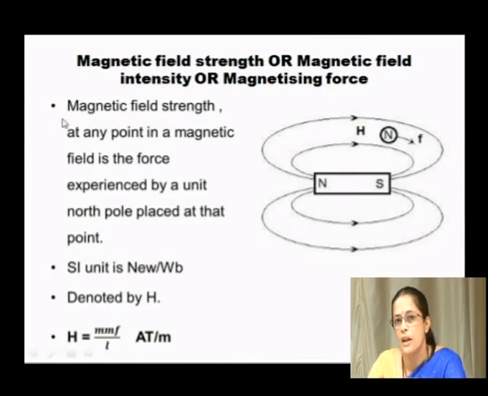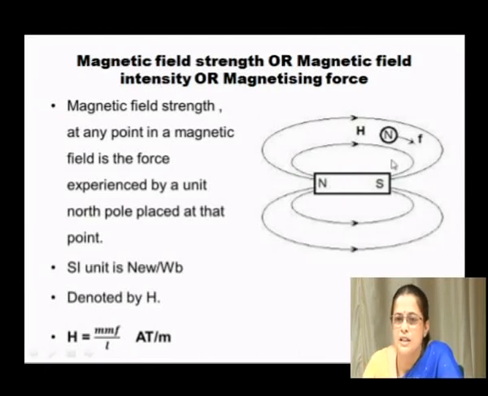So, let us come again. Magnetic field strength at any point in a magnetic field is the force experienced by a unit north pole placed at that point. Now, this force varies from point to point. The force nearer to the poles is different. The force somewhere here is going to be different, or somewhere here it is going to be different. That means to say, the magnetic field strength varies from point to point.